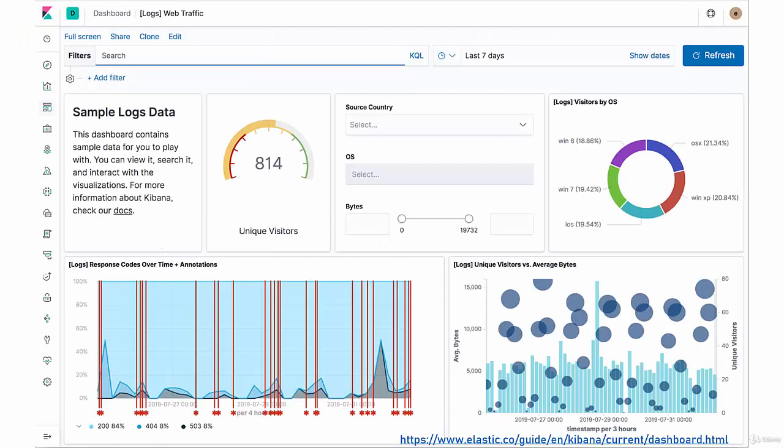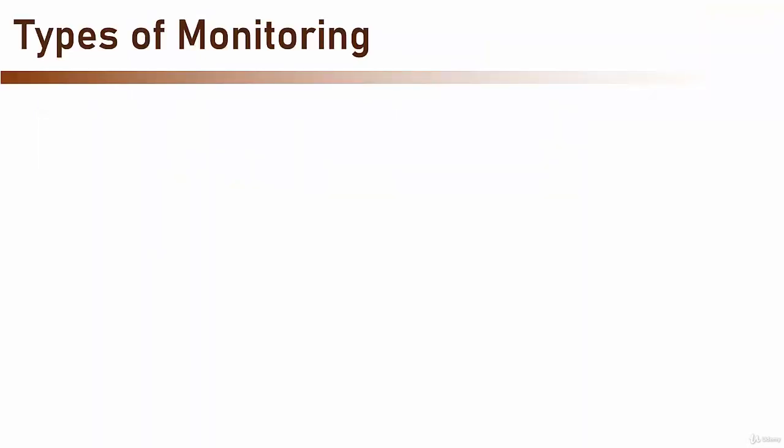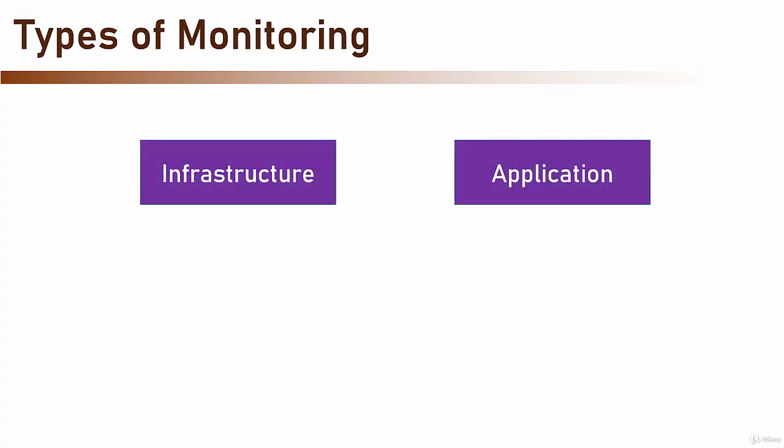This is a good example for a dashboard of a monitoring tool, in this case Kibana. You can see the charts and diagrams present various data points, and you can fully customize it to your needs. Now, when talking about monitoring, we actually talk about two types of monitoring: infrastructure monitoring and application monitoring.